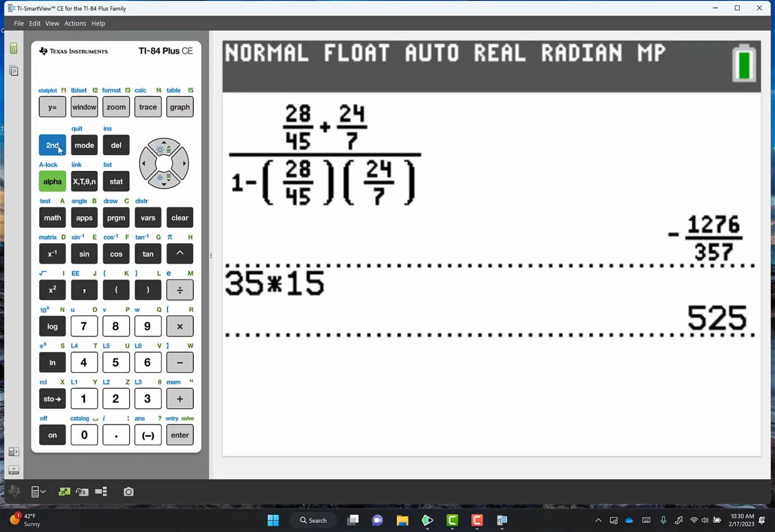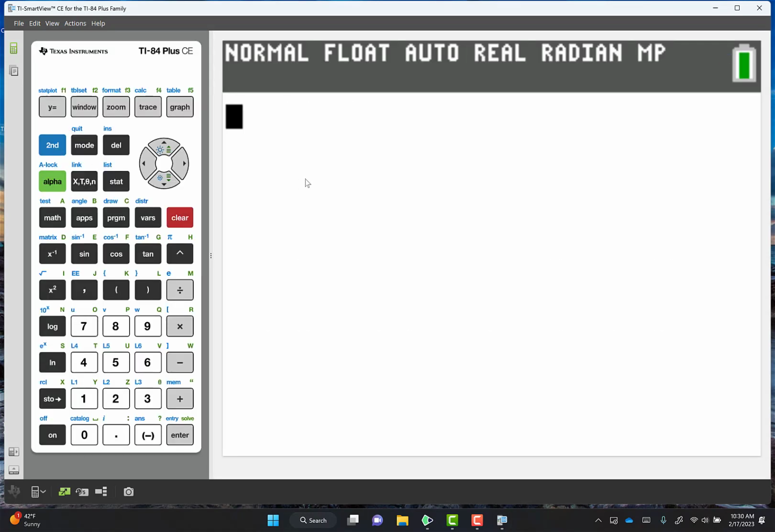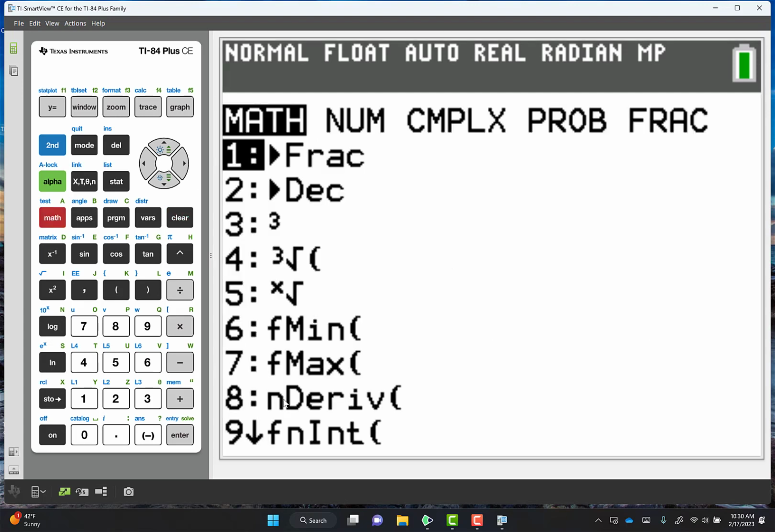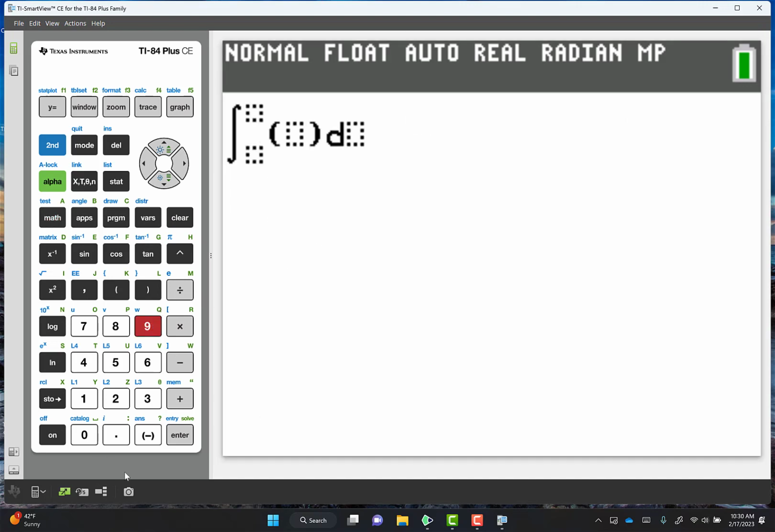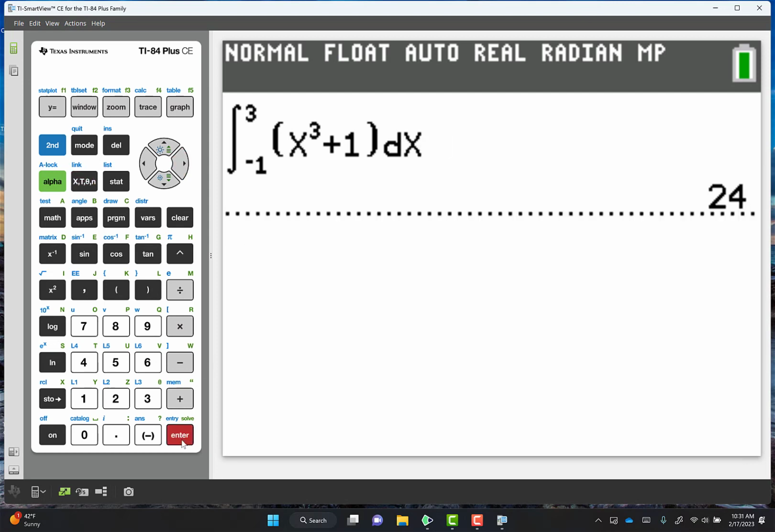I actually prefer to use a y equal sign a lot, but that's fine. Look, there's that one in that corner that I was telling you about. Push math, and it's number 9. Do you see that integral? Lower limit, negative 1. What was the upper limit? 3, right? And then what was the expression? X cubed plus 1? X caret 3, move, plus 1. And then I put an x over here, and we should get that 24 answer. And there it is.